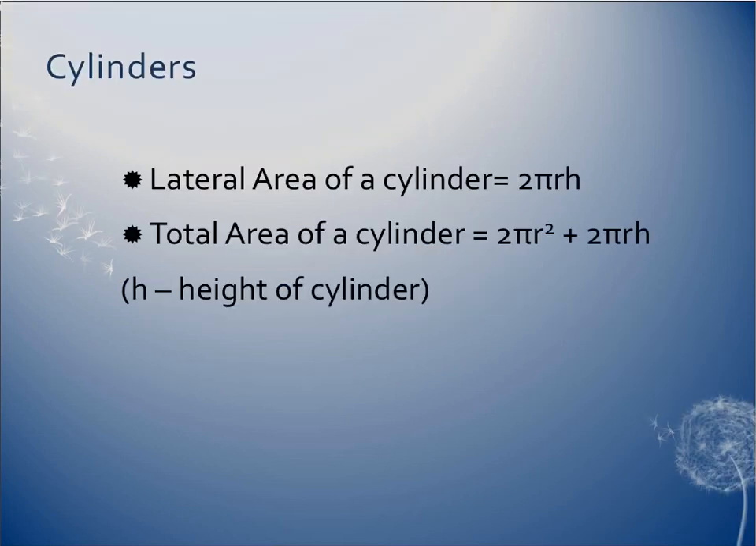So first thing we're going to do is identify what the formulas for cylinders are. The formula to find the lateral area of a cylinder is 2 pi r height, where r is the radius and h is the height.